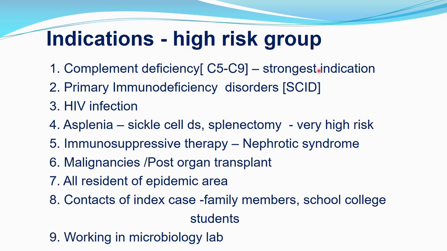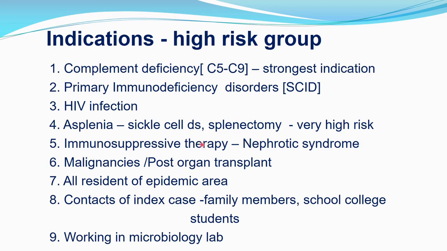Indication: the high risk group who should be getting meningococcal vaccine. Number 1, complement deficiency C5 to C9, the strongest indication. Otherwise they get recurrent meningococcal infection. Primary immunodeficiency disorders, severe combined immunodeficiency disorder is the example, and then HIV infection, which is acquired immunodeficiency, asplenia or splenectomy conditions. Asplenia occurring in sickle cell disease or any child who is undergoing splenectomy. Before going to splenectomy, you should be vaccinating this child with the meningococcal vaccine. They are very high risk groups.